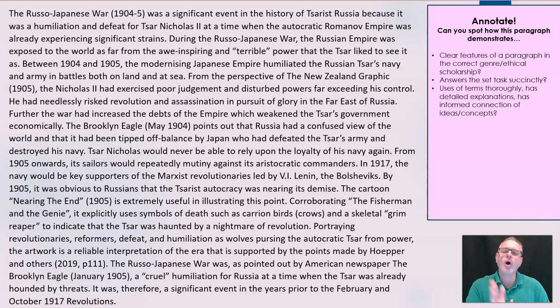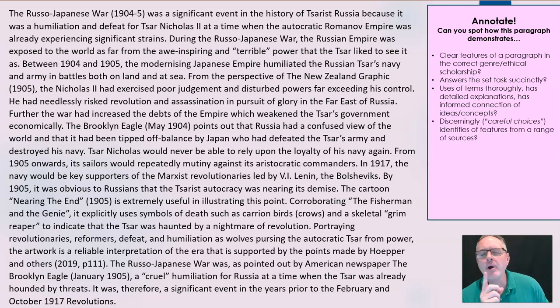Have I connected ideas in an informed way? Is this like a woven fabric of ideas here, or is it disjointed, where I can't see a clear connection between different ideas and the question? Have I made careful choices? Have I been discerning, if you like, in what features I use from the sources? Have I been discerning in choosing which elements I include in my paragraph?